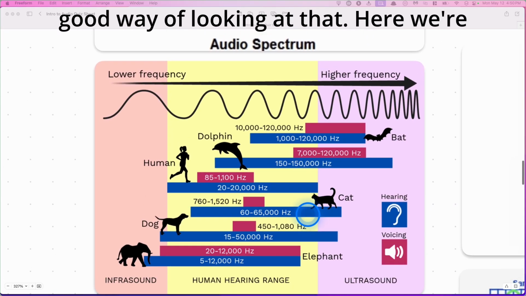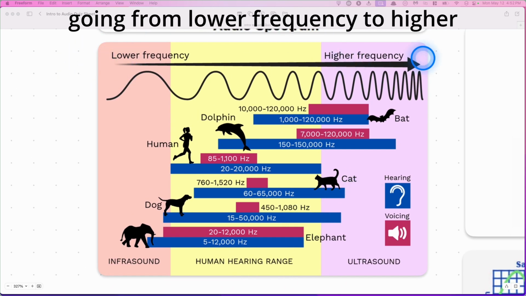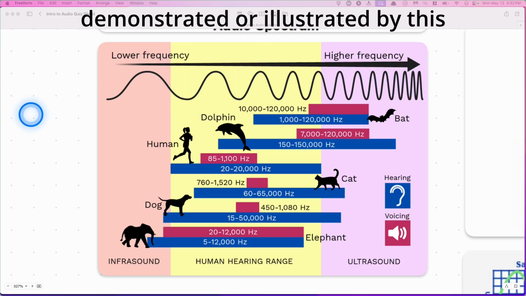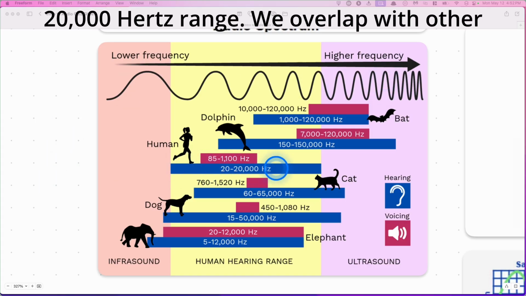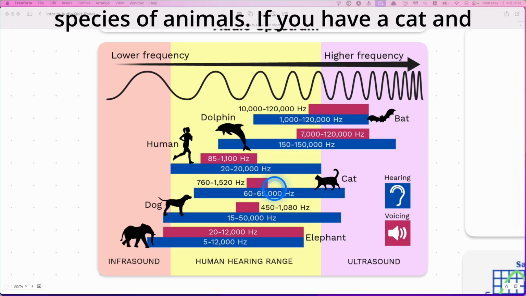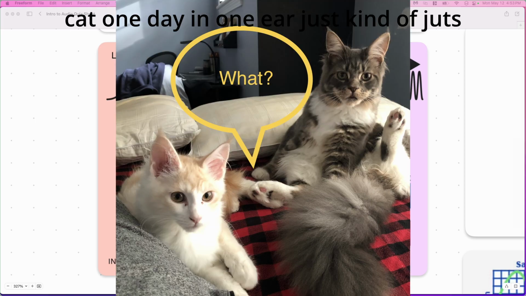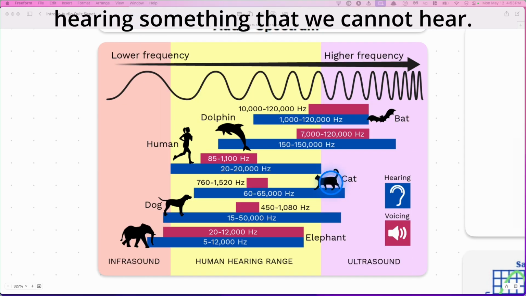And here's a good way of looking at that. Here we're going from lower frequency to higher frequency again. You can see that demonstrated or illustrated by this waveform. And here we are in the 20 to 20,000 hertz range. We overlap with other species of animals. If you have a cat and you're just sitting there watching your cat one day and one ear just kind of juts off to the left or right, your cat is hearing something that we cannot hear.